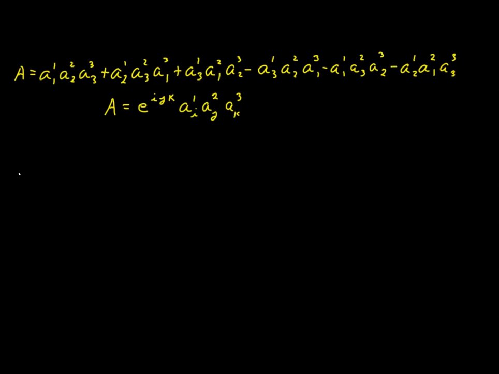Well, consider this expression. E ijk times A2i, A1j, and A3k. What would this expression be relative to this one? Well, multiplication is commutative, so I can change the order of these 2 terms, and I'll get E ijk times A1j, A2i, and A3k.